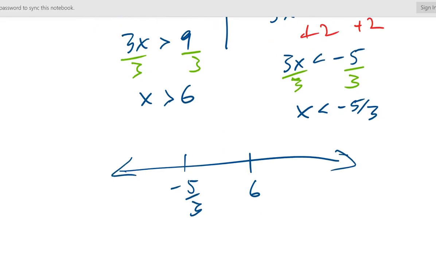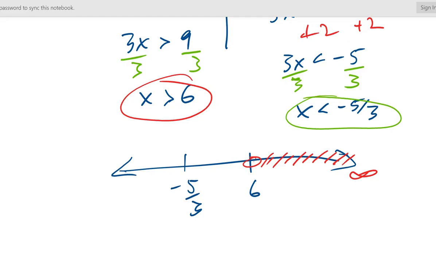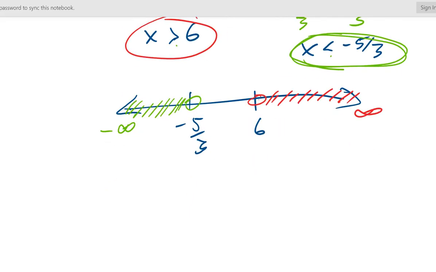Now I graph them both. I'm going to graph x greater than 6 over here in red. That goes all the way to infinity. And then in green, I'm going to graph x less than or equal to negative 5/3. I'm sorry, less than. It's open dots because it's less than, not less than or equal to, and greater than, not greater than or equal to. So x less than negative 5/3 is all the numbers to the left of negative 5/3, and we get negative infinity there.